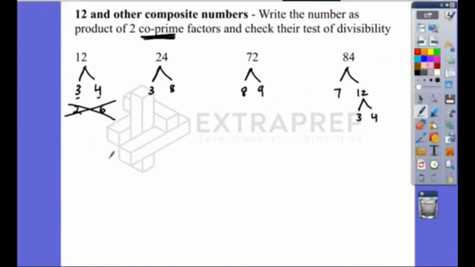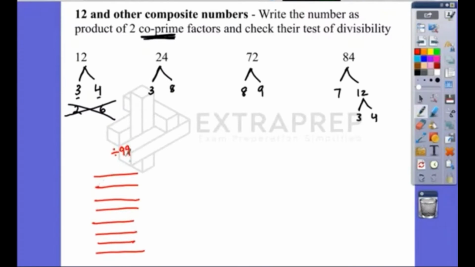For example, they'll give you a question like this. They'll give you large numbers. Assume these are large numbers. And then they'll ask you how many of these are divisible by 99. So out of these numbers, there are 8 numbers here. Out of these 8 numbers, how many are divisible by 99 is the question. How do you break 99? With co-prime factors, that's 9 into 11.